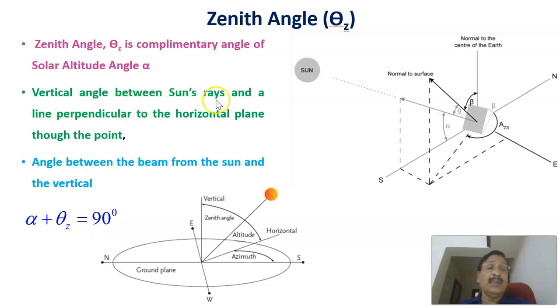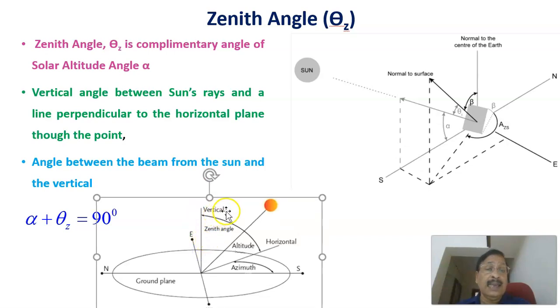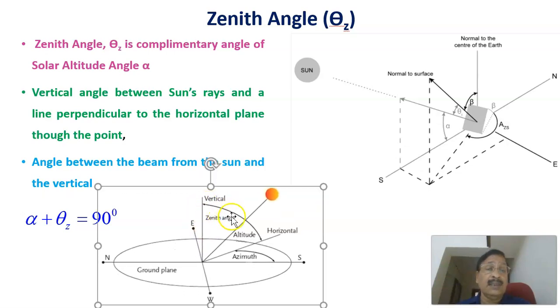The vertical angle between the sun rays and a line perpendicular to the horizontal plane through the point, that we call the zenith angle. So this angle is called the zenith angle, the angle between the beam from the sun and the vertical. This is the beam from the sun and this is the vertical line. That angle we call zenith angle theta z, and theta z plus alpha equals 90 degrees.